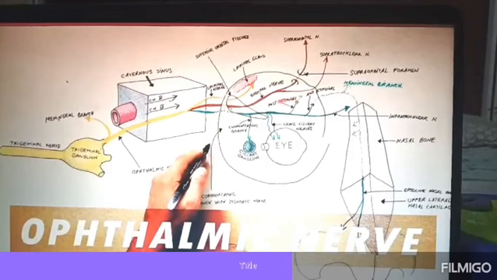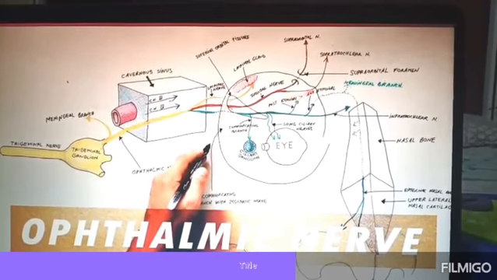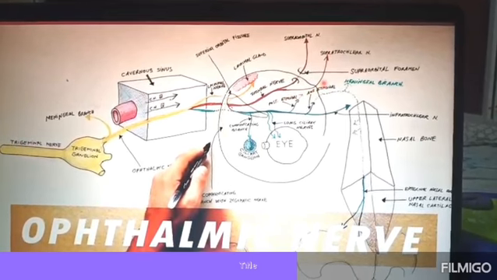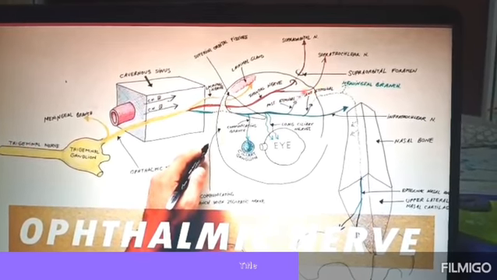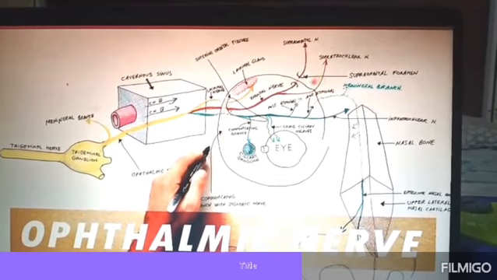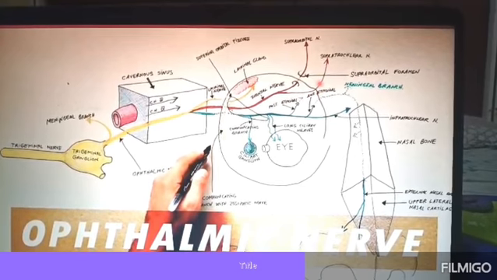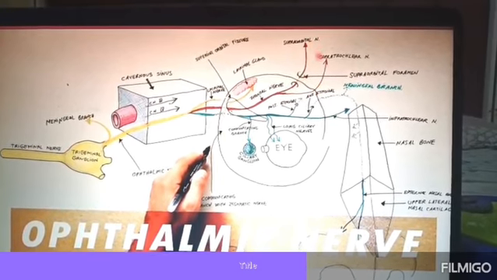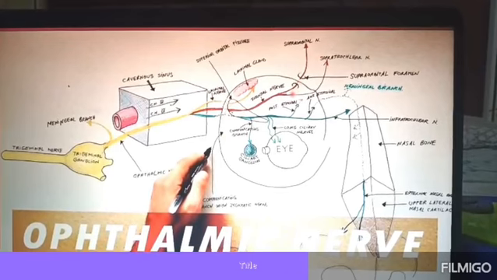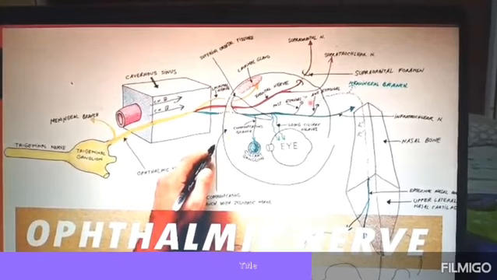Supratrochlear is the smallest, and it passes toward the upper medial angle of the orbit, and passes the fascia of the upper eyelid and supplies the skin of the upper eyelid and lower medial portion of the forehead. So it remains till the forehead, but supraorbital is larger and goes beyond the forehead till the scalp.